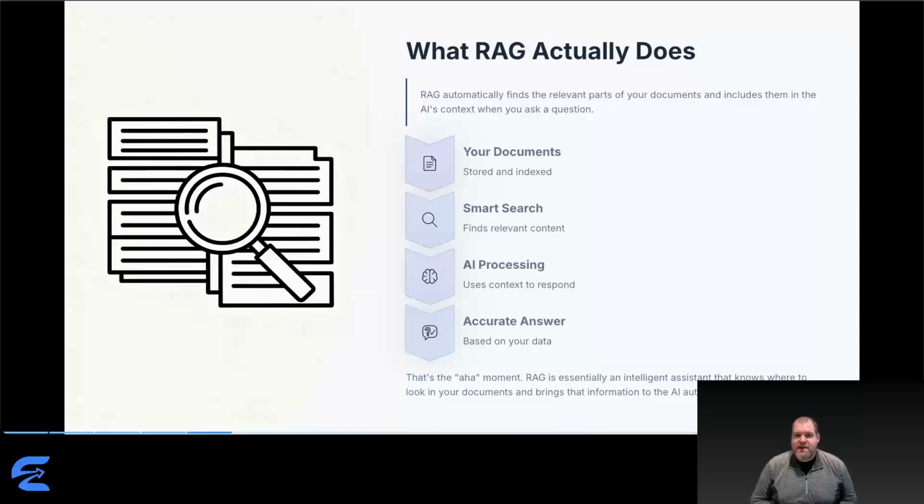Here's what RAG does in one sentence. It automatically finds the relevant parts of your documents and includes them in the AI's context when you ask a question. Think about what that means. You ask a question. Behind the scenes, a system searches through your entire document collection. It identifies which document or sections are relevant to your question. It pulls those specific sections out. It includes them in the context that goes to the AI. And then the AI responds based on your actual company information. You get accurate answers grounded in your real documents without manually searching, copying, or organizing anything. The system handles all of that automatically.